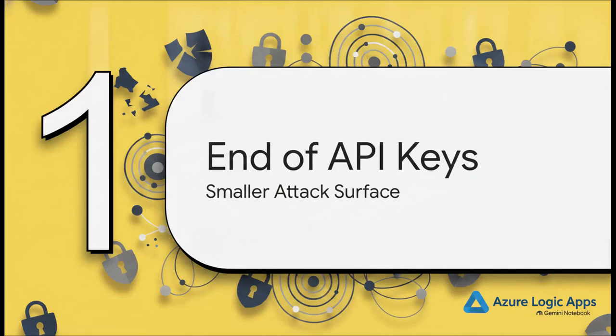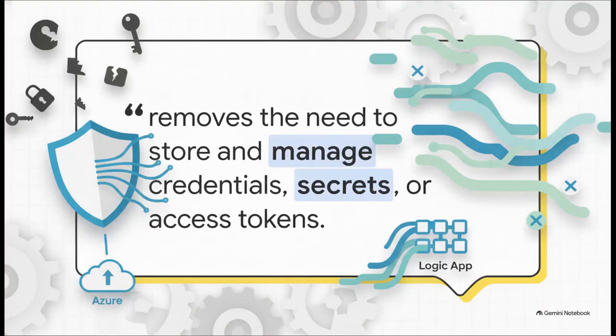Section 1. The end of API keys and a smaller attack surface. The official Azure Logic Apps guidance actually says this new method, and I quote, removes the need to store and manage credentials, secrets, or access tokens. I mean, think about what that actually means for your day-to-day workflow. By relying on managed identity locally, you completely drop the requirement to keep API keys around. So that means fewer secrets sitting in your local settings files, nothing extra to rotate, and fundamentally, a much smaller attack surface for bad actors to target. It's basically security by subtraction.